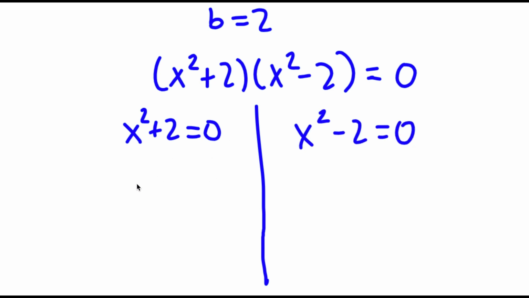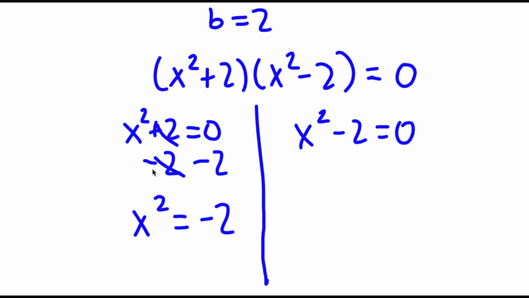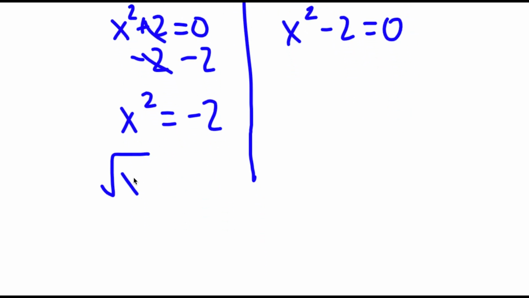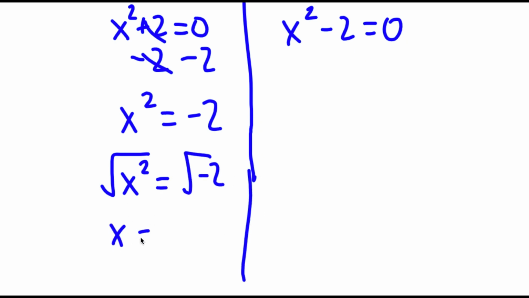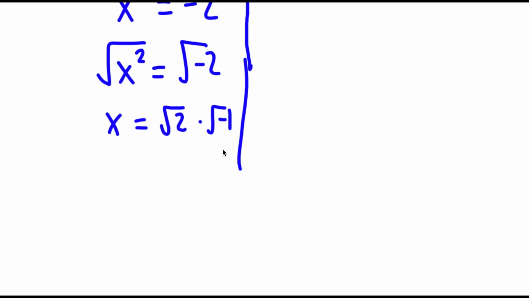So for x squared plus 2 equals 0, I can subtract 2 on both sides, so then these two cancel out, and I have x squared is equal to negative 2. So now to solve this, I'm going to take the square root on both sides. The square root of x squared is x, and the square root of negative 2 is the square root of 2 times the square root of negative 1. Now, if you guys already know, the square root of negative 1 is equal to i. So I have x is equal to positive or negative square root of 2 i.